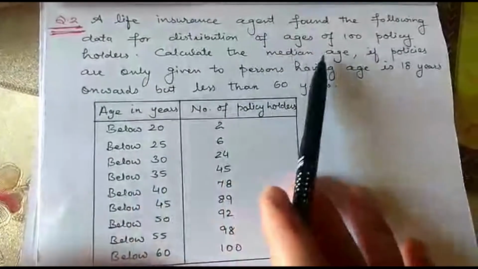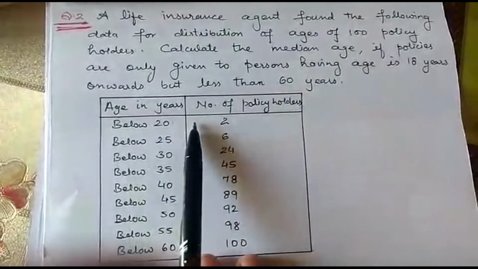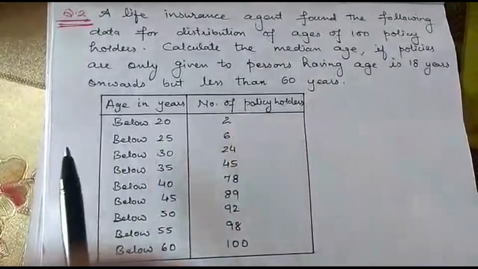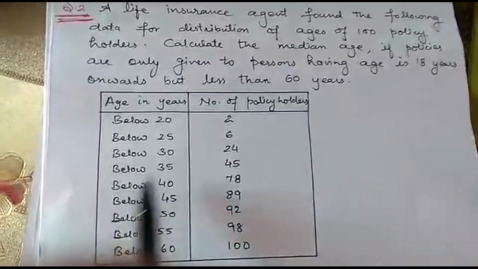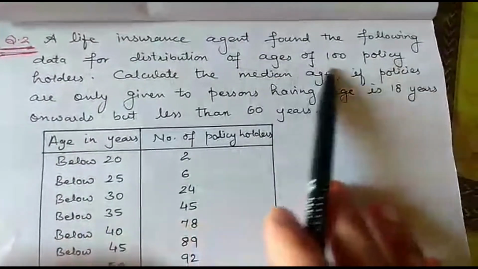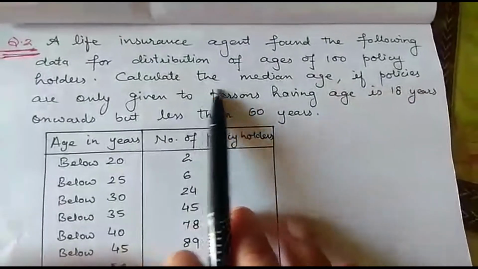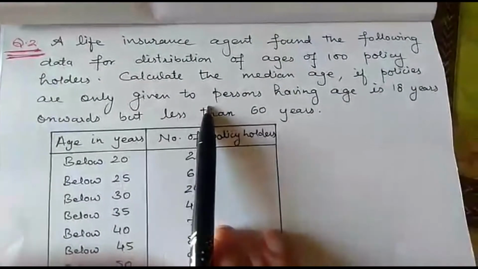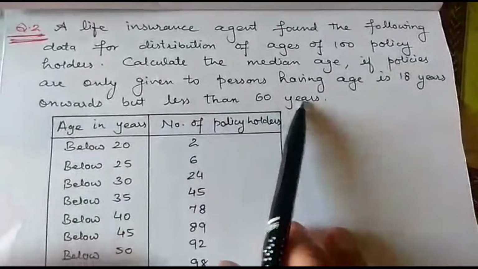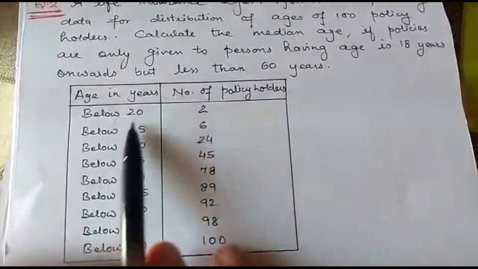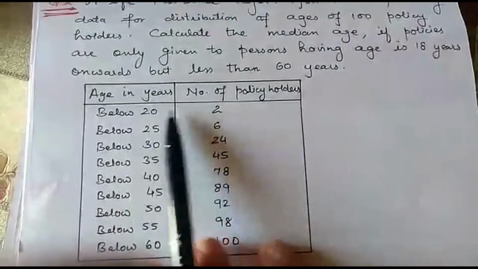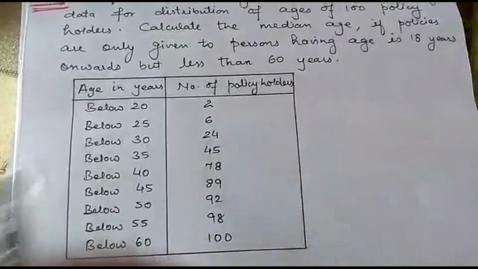Next, we will discuss a question in which the data is not given in a group distribution. It is given in less than type, and then we have to first convert it into a group distribution. The question is, a life insurance agent found the following data for distribution of ages of 100 policy holders. Calculate the median age if policies are only given to persons having age 18 years onwards but less than 60 years. So here ages are given, number of policy holders are given, but ages in years are given as below 20, below 25, which means this is less than type data.